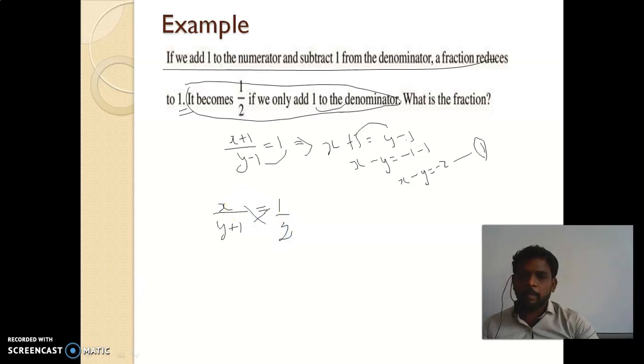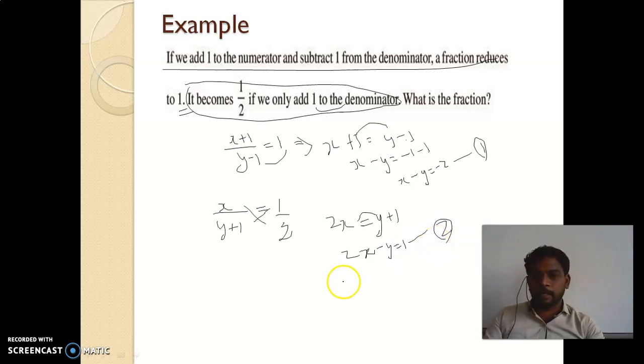So make a cross multiplication here, so it becomes 2x equal to 1 into y plus 1. So 2x, and bring y to the left hand side, which becomes minus y, equal to 1. So that is equation number 2. So that's it. Solve equations 1 and 2, find x and y, and substitute in the form of the fraction. So that is the fraction.